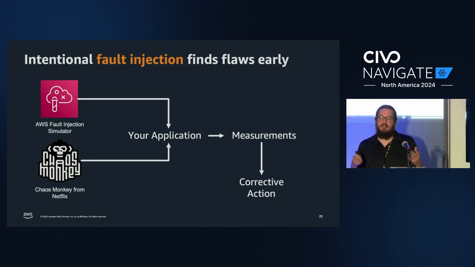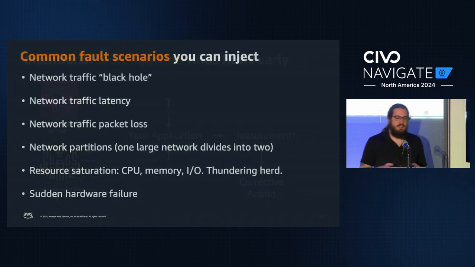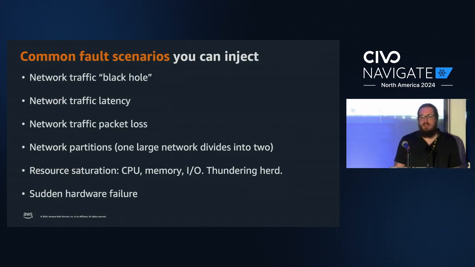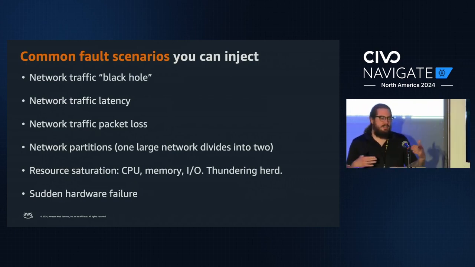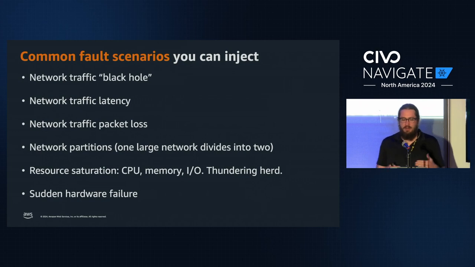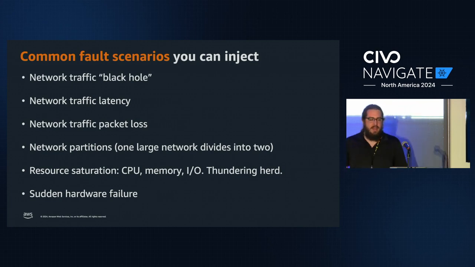And the idea is you're going to use it to inject different types of faults, such as network traffic black hole, traffic latency, so there's a delay between traffic traveling between two components. Packet loss, network partitions, where one part of the network is disconnected from another part. And also resource saturation. Let's say I completely run out of CPU and memory, or even sudden hardware failure. I can trigger turning off any piece of hardware at any given time.